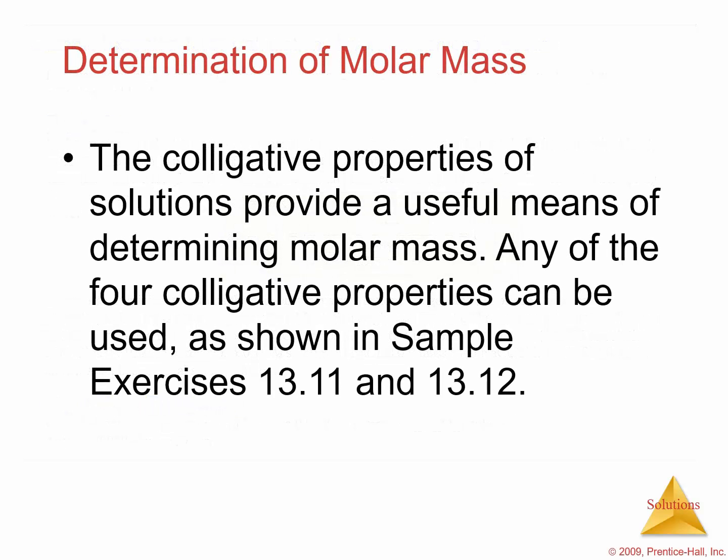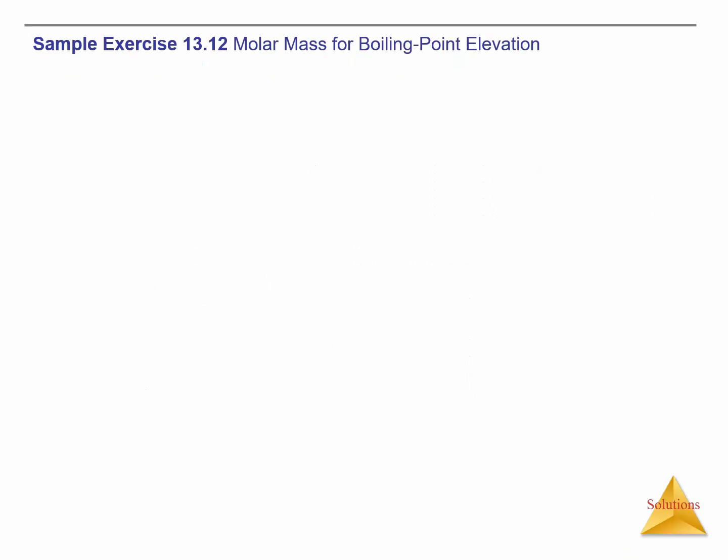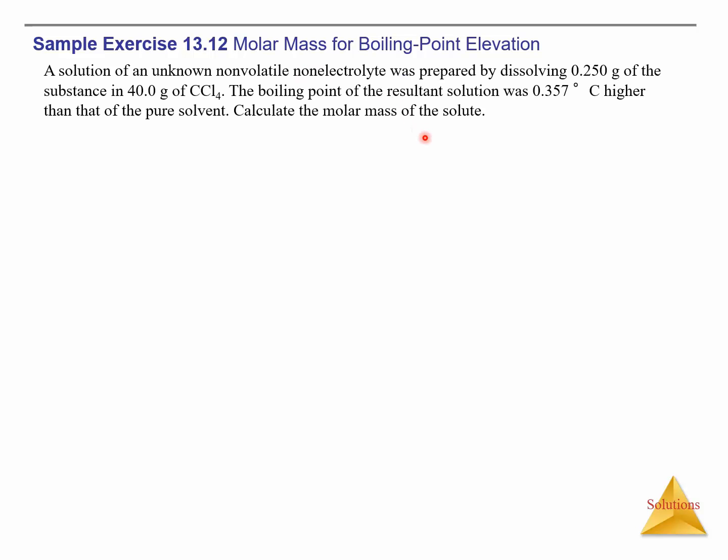Then we come to the last thing, determination of molar mass. The colligative properties of solutions provide a useful means of determining molar mass. Any of the four colligative properties can be used, as shown in the following sample exercises. Now, the first one, molar mass from boiling point elevation. A solution of an unknown non-volatile non-electrolyte was prepared by dissolving 0.250 gram of substance in 40 gram of CCl4. The boiling point of the resultant solution is higher than that of the pure solvent. Calculate the molar mass of the solute.